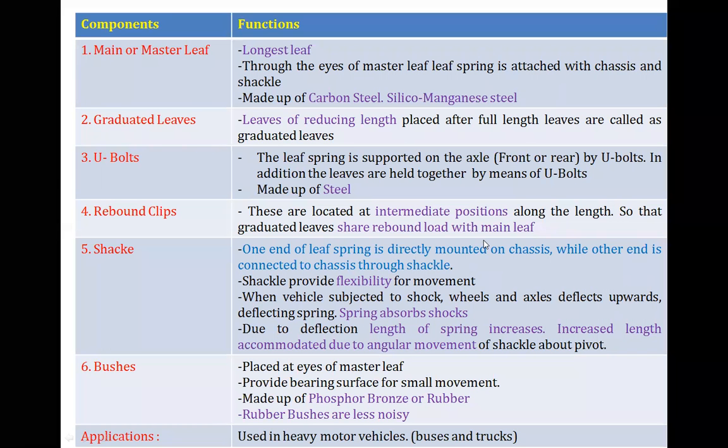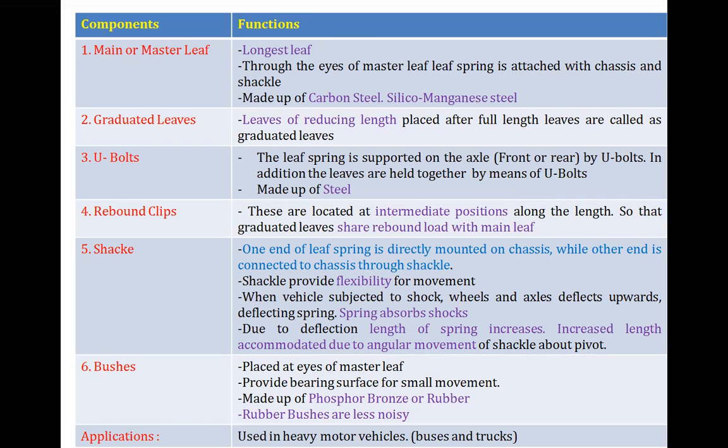The main or the master leaf. The function of the main and the master leaf, that is the longest leaf. Through the eyes of master leaf, leaf spring is attached with the chassis and shackle. Made up of carbon steel, the material which is used for manufacturing the main leaf is the carbon steel, silicomanganese steel. Then graduated leaves. Leaves of reducing length placed after full length leaves are called as graduated leaves. Again the material is same.